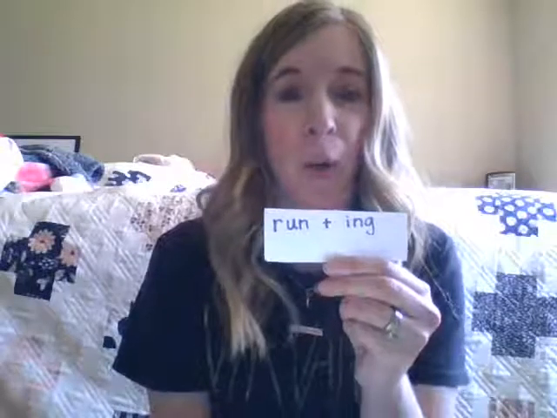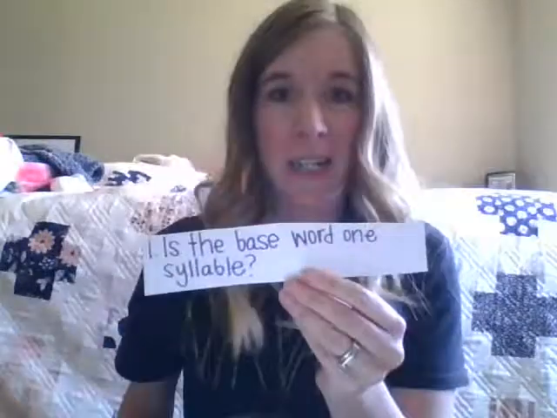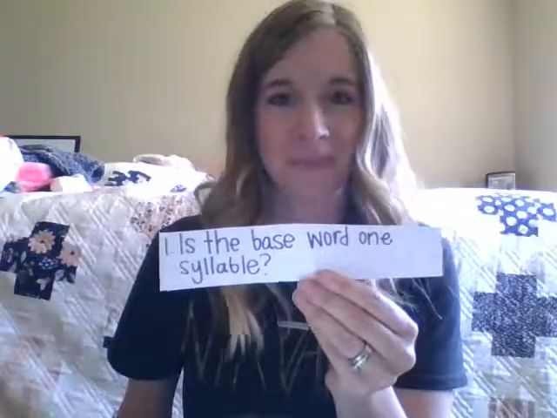Great job. Let's go through and talk about a few more words and see if this rule applies. Here's the next word we're going to work on. We want to get the word running. In the word running, we have a base word of run, and our ending is ing. Let's go through those rules and see if we need to add a double consonant to this word. Step number 1. Is the base word one syllable? Is run one syllable? Yes, it is.